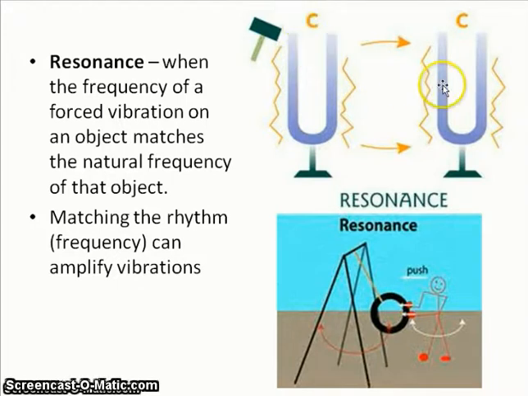So let's suppose you had two of these tuning forks that were identical. Resonance only works when the two natural frequencies match. The frequency of a forced vibration on an object matches the natural frequency. So if you could ring this tuning fork and cause it to vibrate and bring it near another tuning fork, this one would start to vibrate. That's what resonance is. The word resonance means re, like again, sonance, sound. Sound again. If you ring this one, this one will start to ring also.